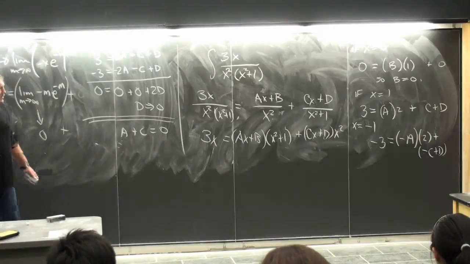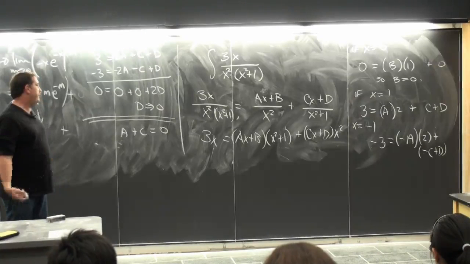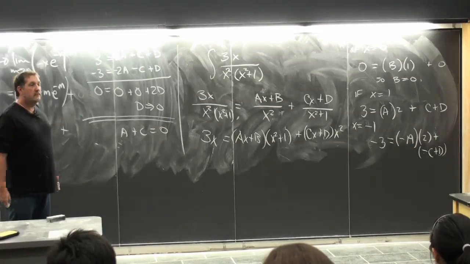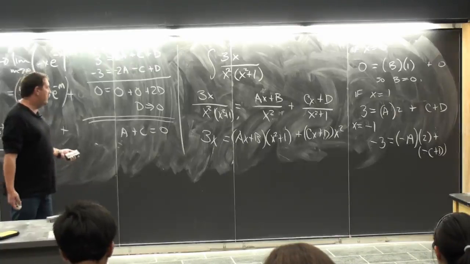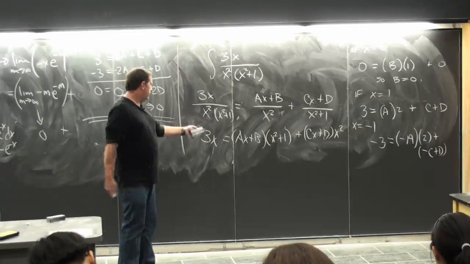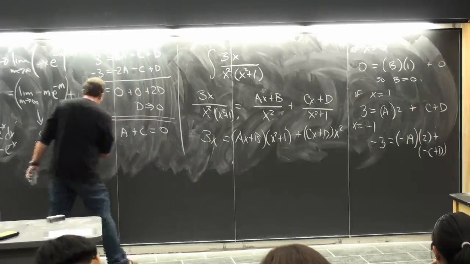So a is negative c. So now I'm down to 1. So I'm just going to pick another number. How about 2? And I already know that a and c are opposite of each other. So I'm picking x equals 2.